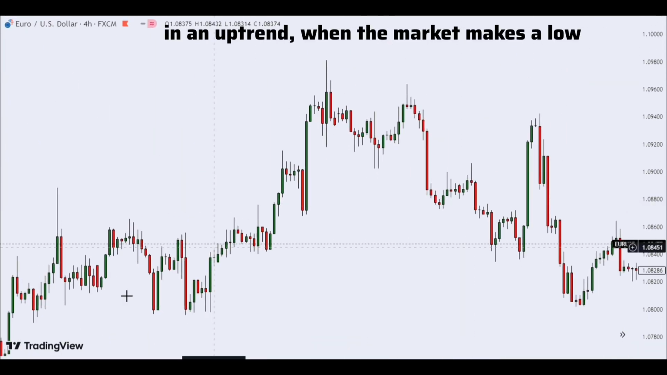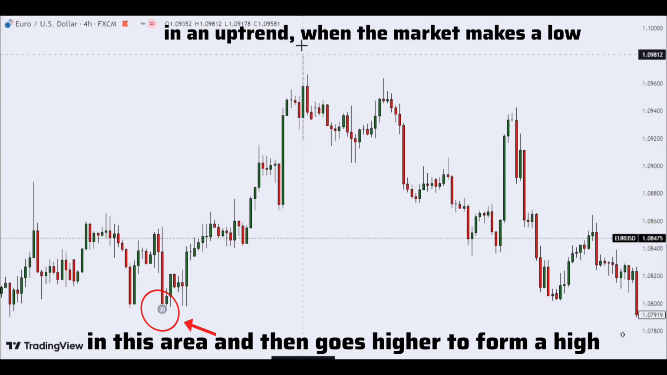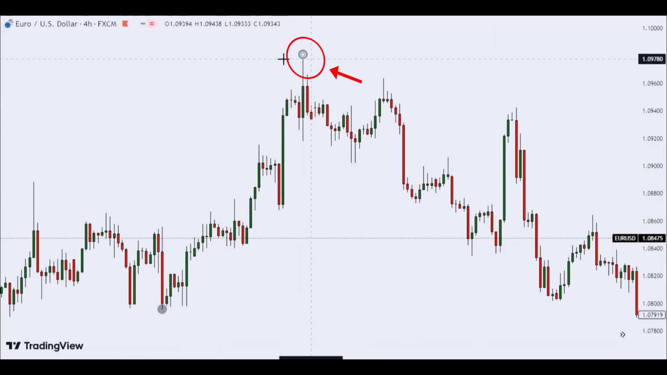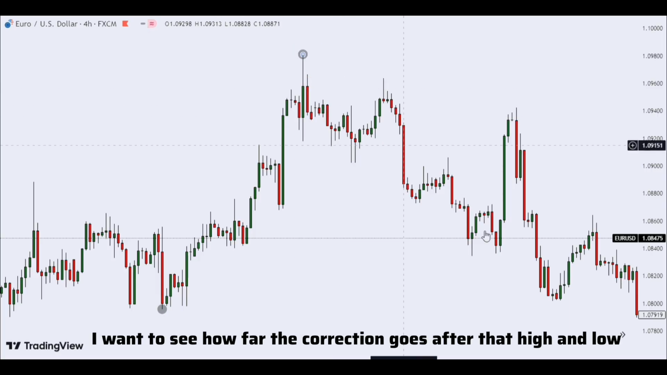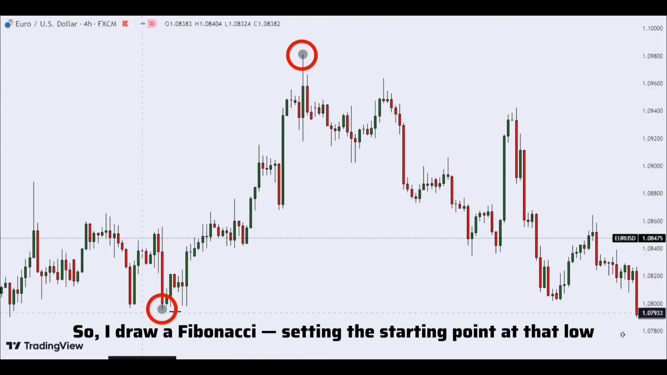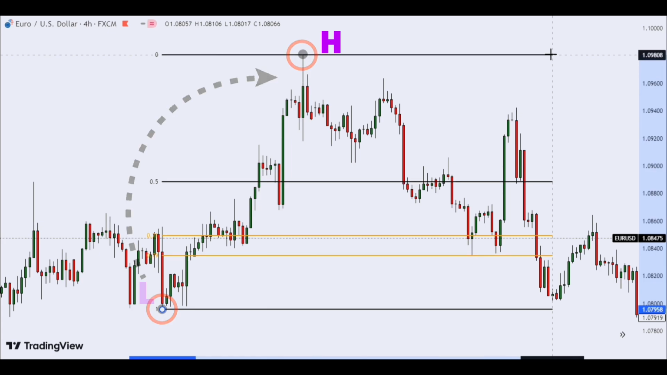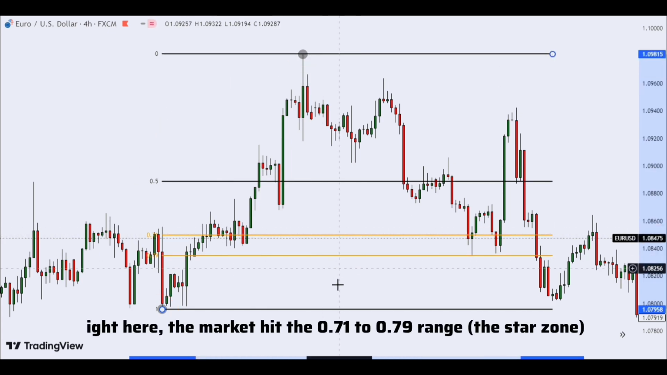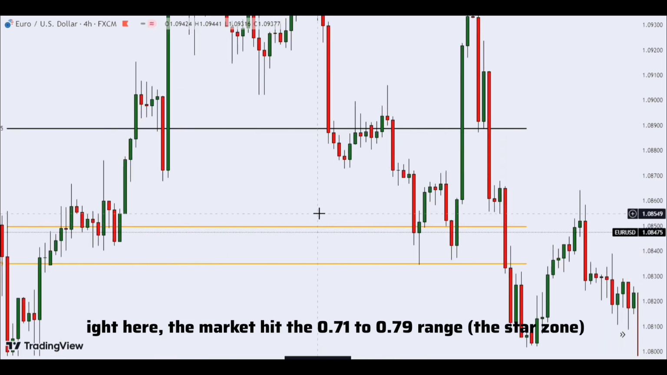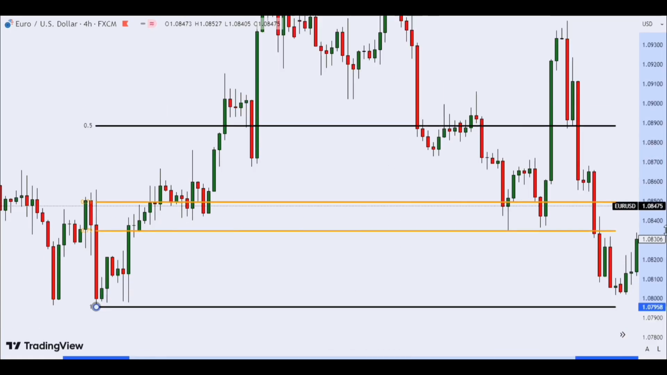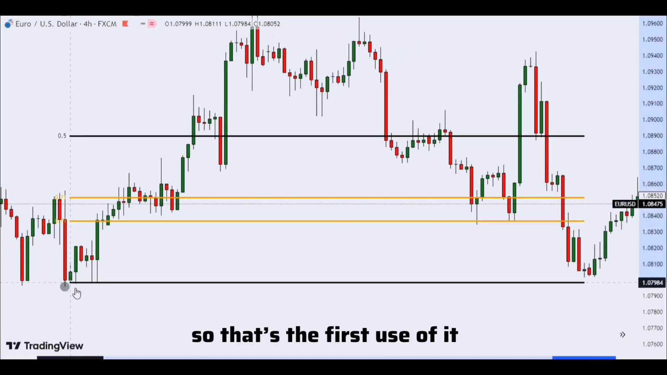In an uptrend, when the market makes a low in this area and then goes higher to form a high, I wanna see how far the correction goes after that high and low. So I draw Fibonacci, setting the starting point at that low and the ending point at the high. Right here, the market hit the 0.71 to 0.79 range. This is a star zone. So that's the first use of it.